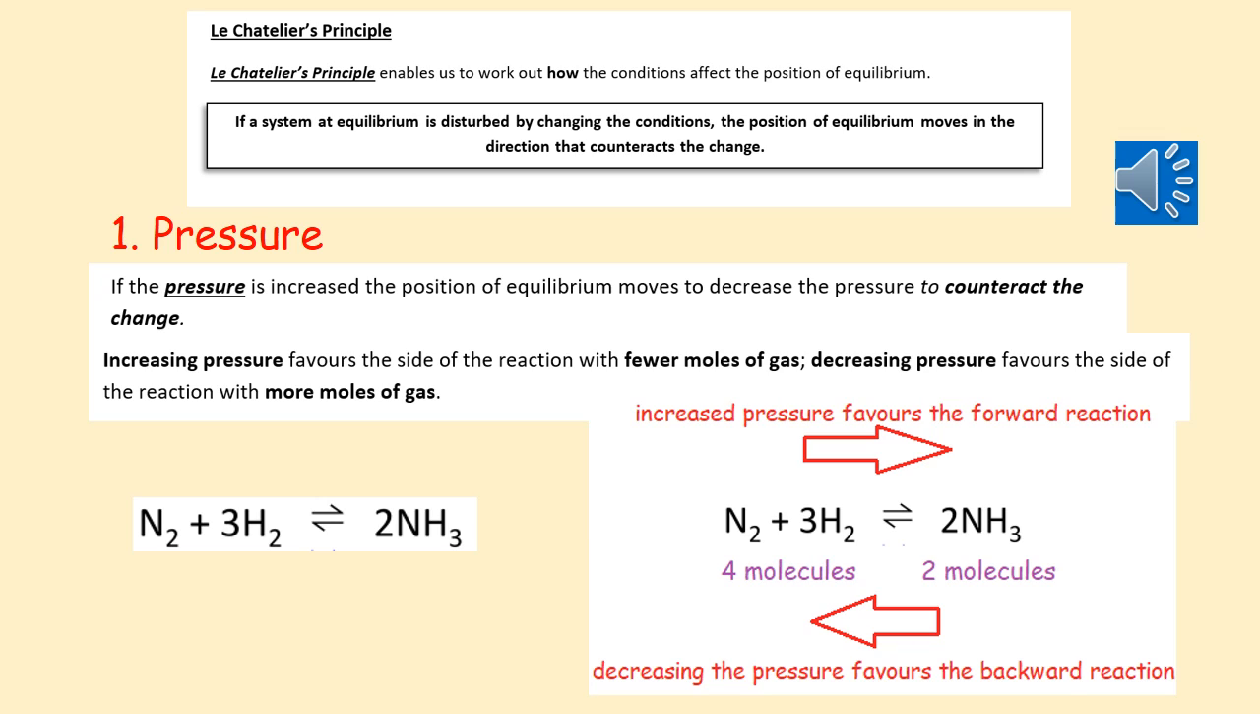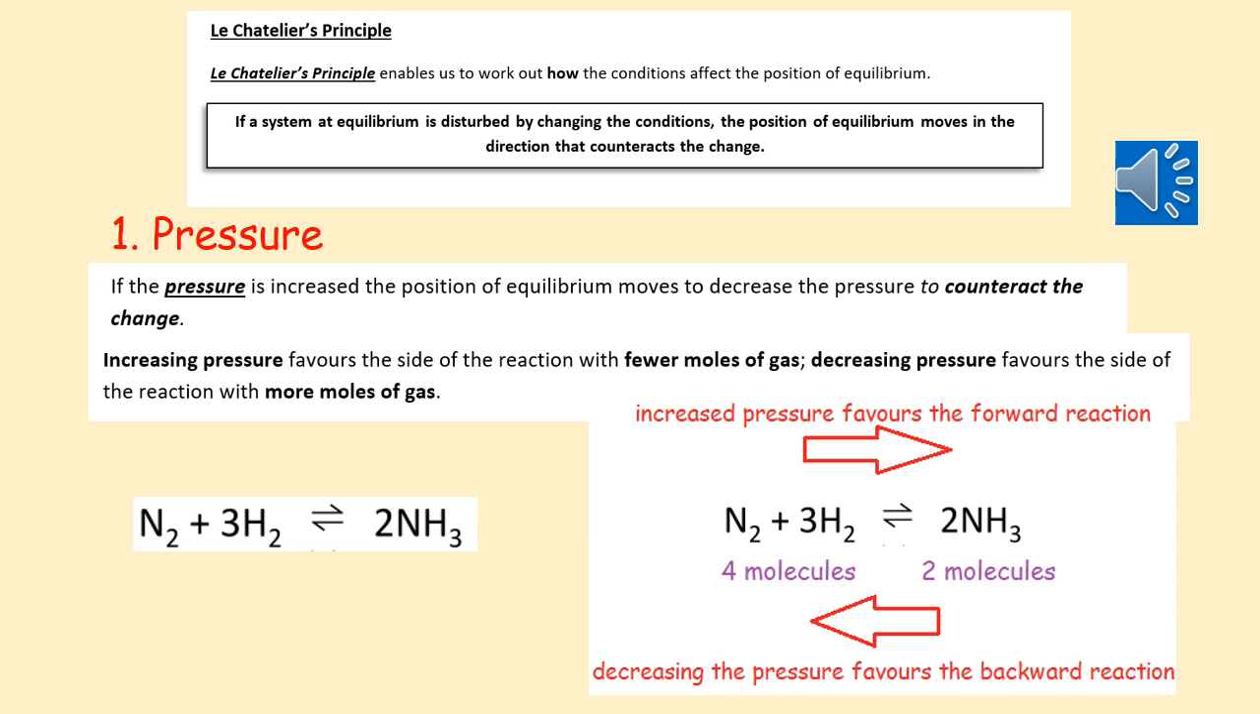Now it's best to understand this idea of pressure and equilibrium by using an example. So here we have the example of nitrogen, that's N2, reacting with hydrogen, that's H2, and producing a gas called ammonia. And ammonia has got the formula NH3. Now you are going to have to know those three formulae.